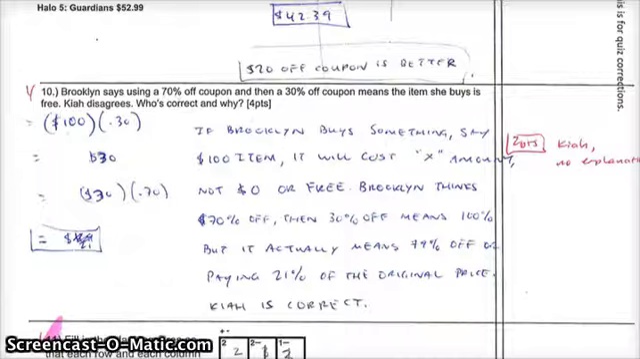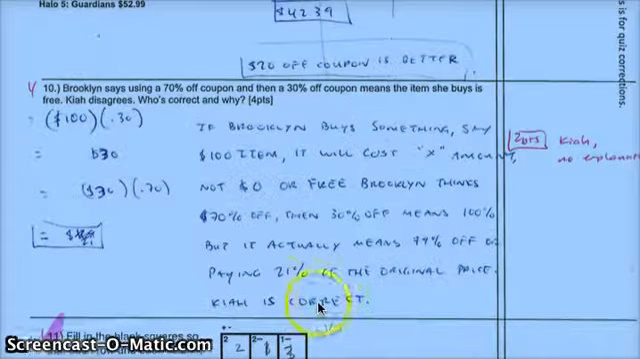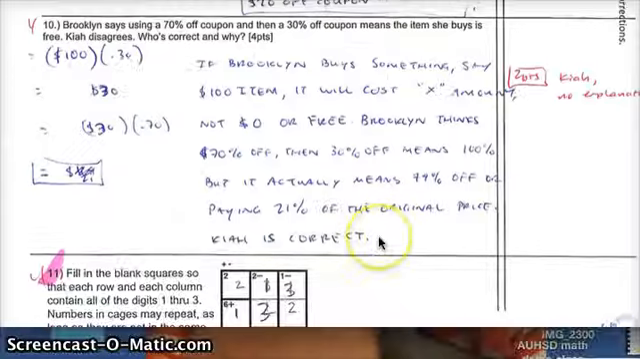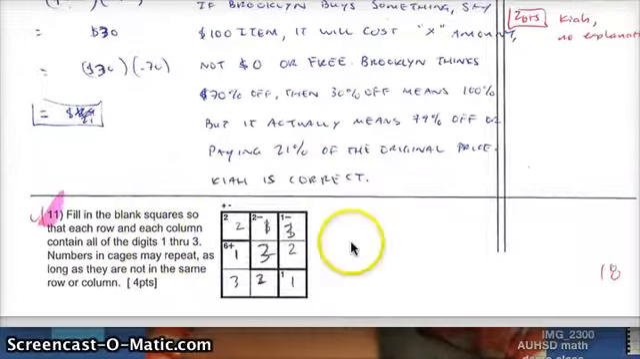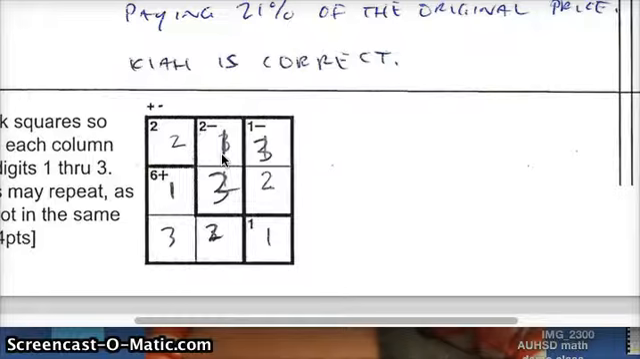And question number 11. Let's see if I can get it up there. Fill in the blank squares so that each row and column contain all the digits 1 to 3. Numbers in the cages may repeat as long as they are not in the same row or column. So this is a 3 by 3, which means I should only have 3 numbers. That says 2, 1, 3, 1, 3, 2, 3, 2, 1.